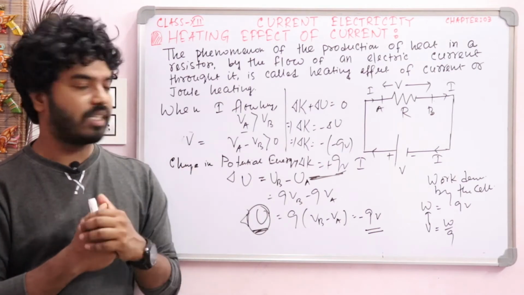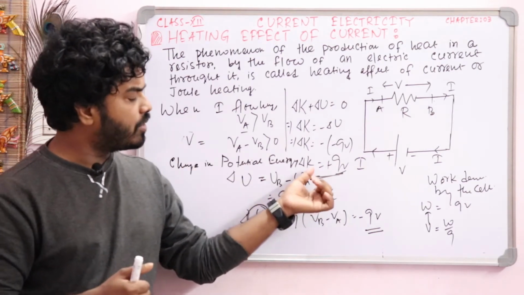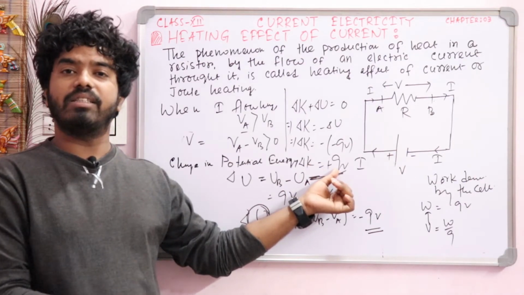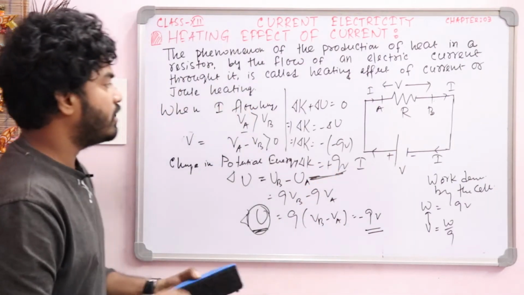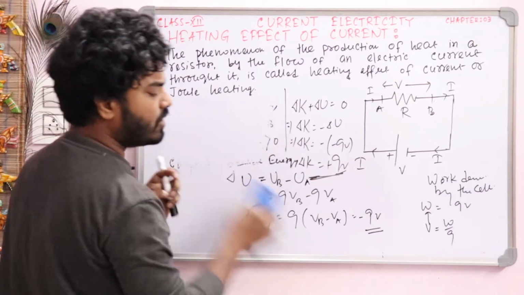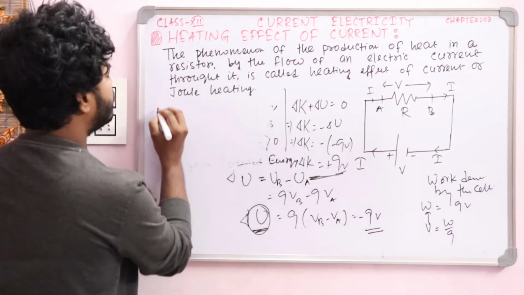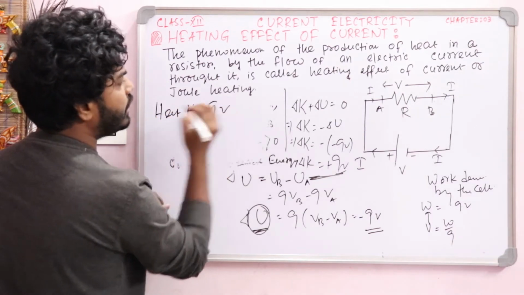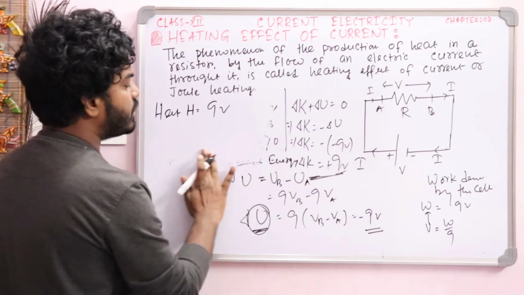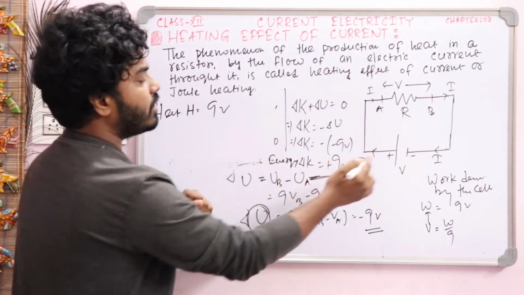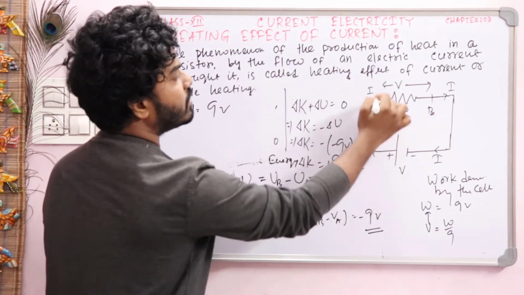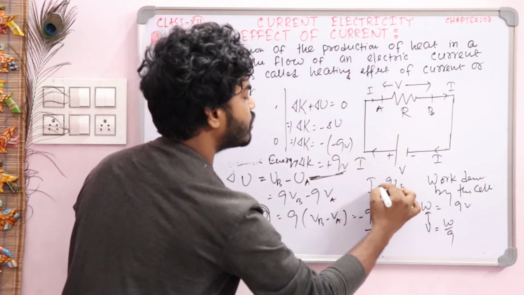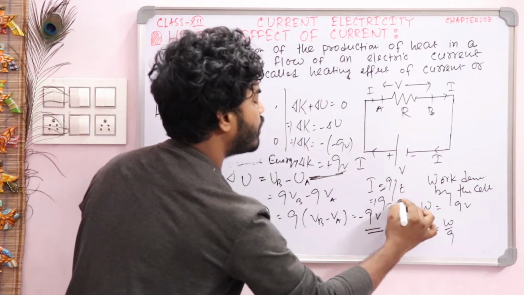Now we will prove this equation. Already you know the expression delta K is equal to Q into V, and this is known as heating energy. So here you can write the value of heat, H is equal to Q into V. Now you just represent what Q is. When Q amount of charge flows through this circuit in time t, you can write I equal to Q by T, the expression of current. So from here you can say Q equal to IT.